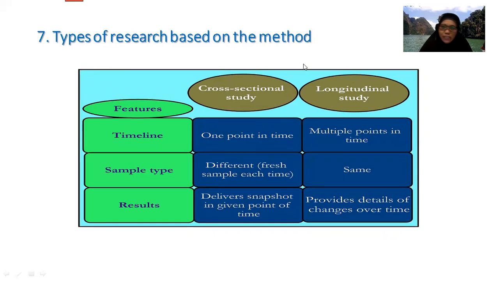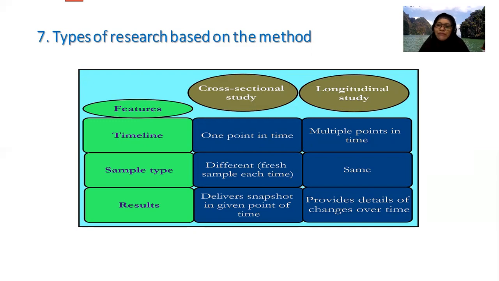The next is the type of research based on the method, that could be a cross-sectional study or a longitudinal study. Cross-sectional is one point in time, or a snapshot, or maybe we use only a specific time or specific term for our research. Longitudinal is multiple points in time. Maybe we need a long time for this research. It provides detail of change over time because we are using a longitudinal study.